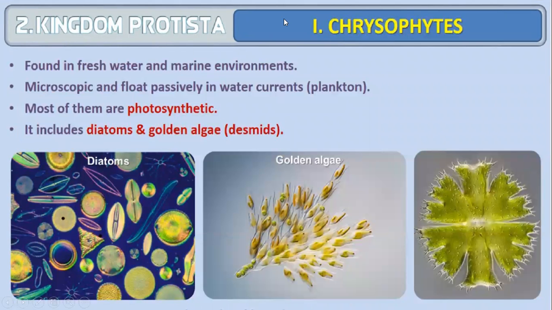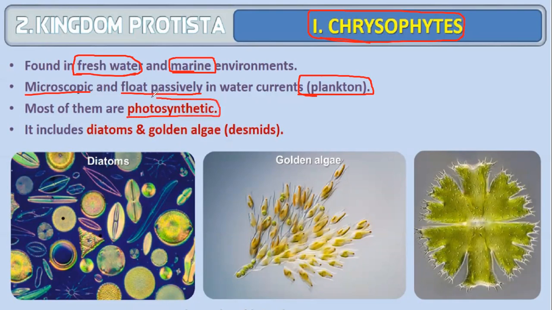We'll be discussing chrysophytes. Chrysophytes are found in freshwater and marine environments. They are microscopic, but they float passively in water currents, that is, plankton. Most of them are photosynthetic in nature, and they include diatoms and golden algae, desmids.